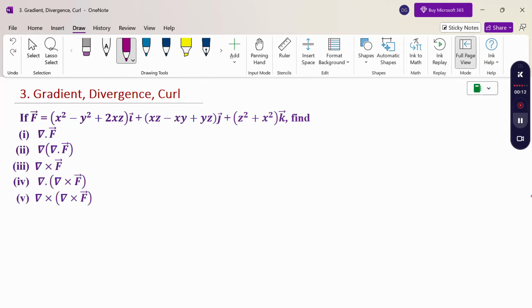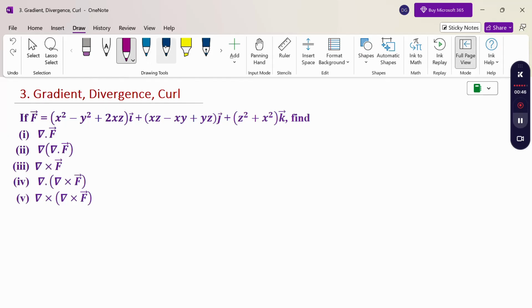See the problem: if f vector equals (x square minus y square plus 2xz) i vector plus (xz minus xy plus yz) j vector plus (z square plus x square) k vector. Find the following. First question: del dot f vector, then del into del dot f vector, then del cross f vector, then del dot del cross f vector, then del cross f vector.